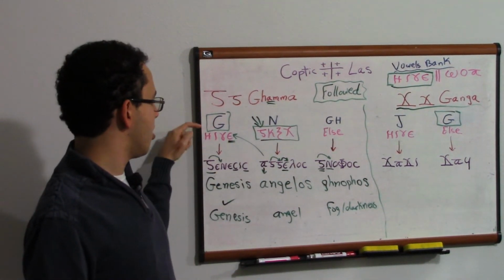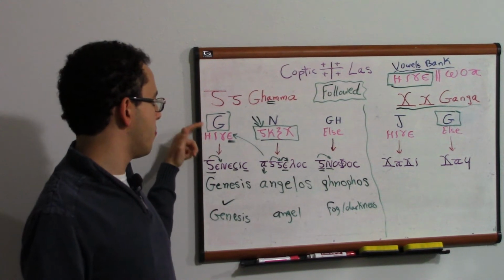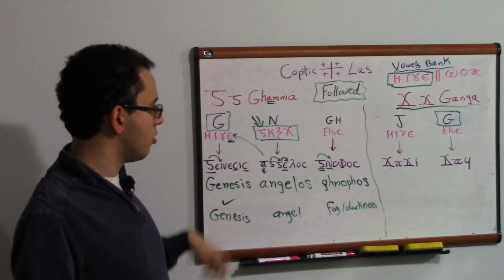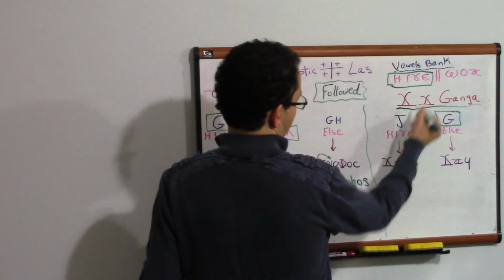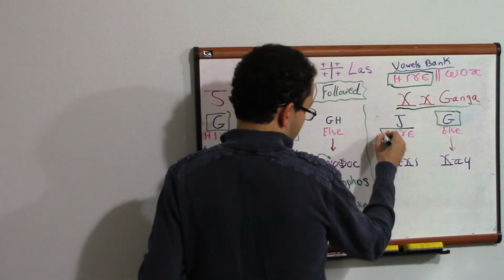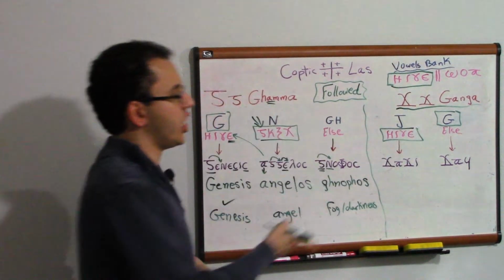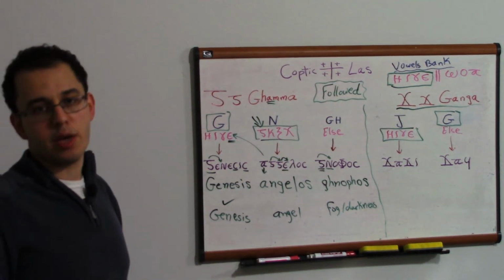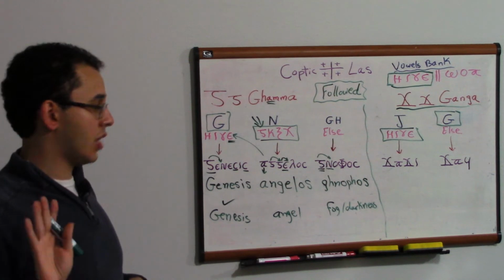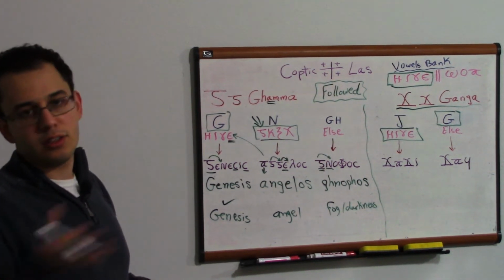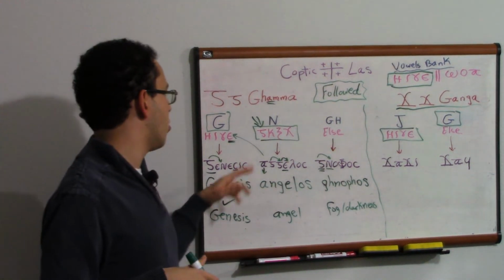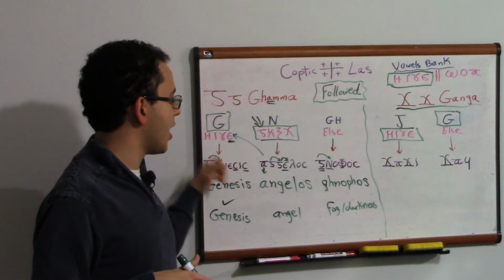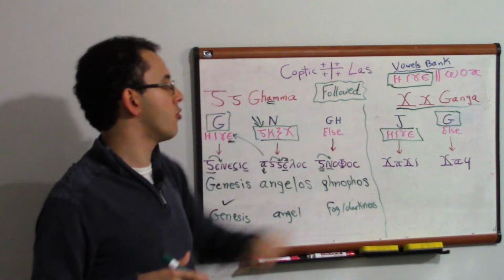So for Ghamma, the hive group makes it, if it's followed by hive, it makes a G sound. Here, if the Ganga is followed by hive, it's actually a J sound, not a G. So note the difference. I know this will be very confusing and you may have to listen to this lecture again a couple of times to drill that in your head, but you must drill that in your head. So Ghamma is G when followed by hive, Ganga is J when followed by hive.